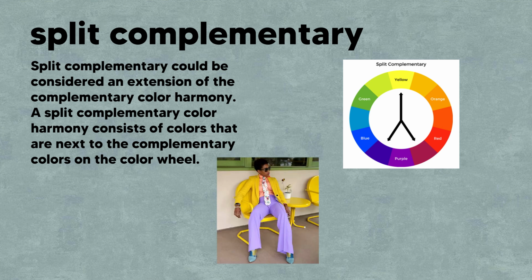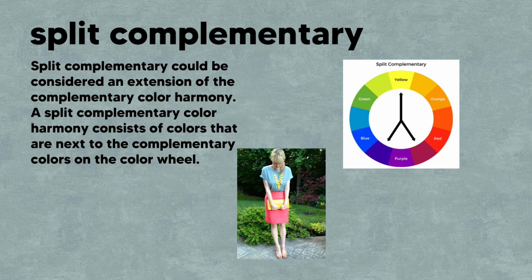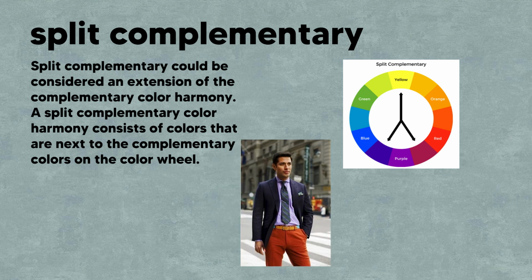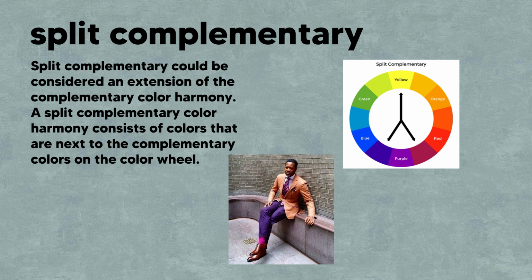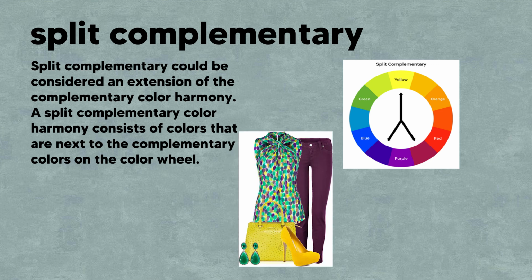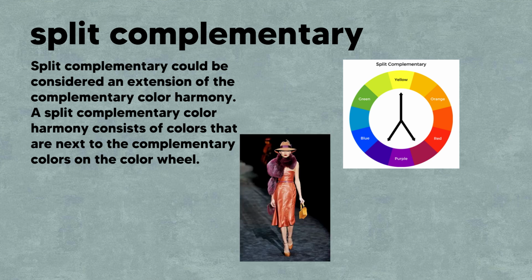Split complementary. Split complementary could be considered an extension of the complementary color harmony. A split complementary color harmony consists of colors that are next to the complementary colors on the color wheel. For example, the complementary color of purple is yellow, but in the case of split complementary, the colors you would pair with purple are yellow-orange and yellow-green. This color harmony may be tricky to navigate at first, but practice makes perfect.